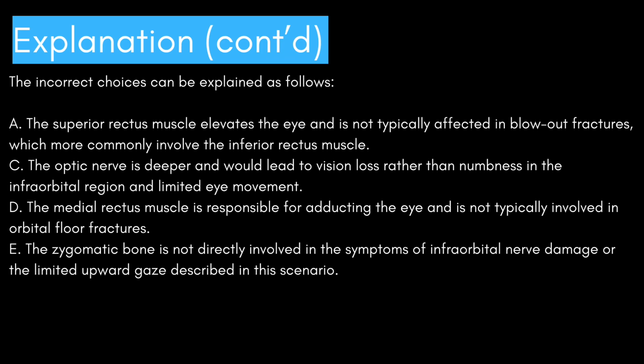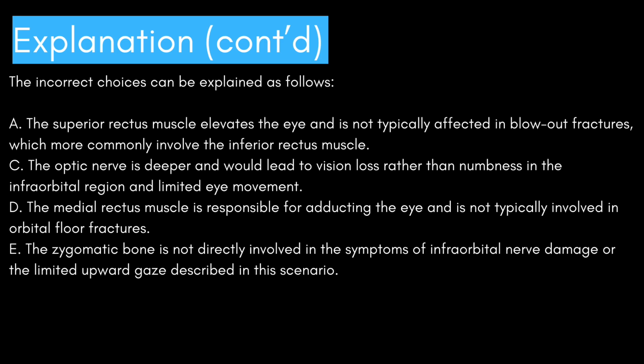C. The optic nerve is deeper and would lead to vision loss, rather than numbness in the infraorbital region and limited eye movement. D. The medial rectus muscle is responsible for adducting the eye and is not typically involved in orbital floor fractures. E. The zygomatic bone is not directly involved in the symptoms of infraorbital nerve damage or the limited upward gaze described in this scenario.